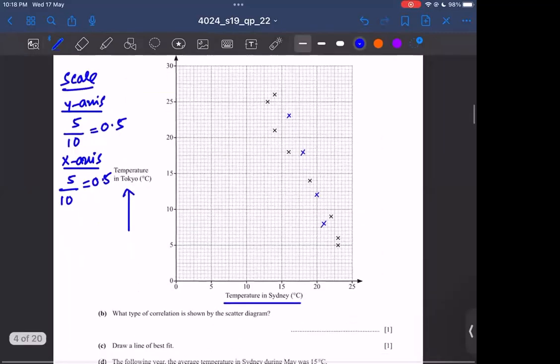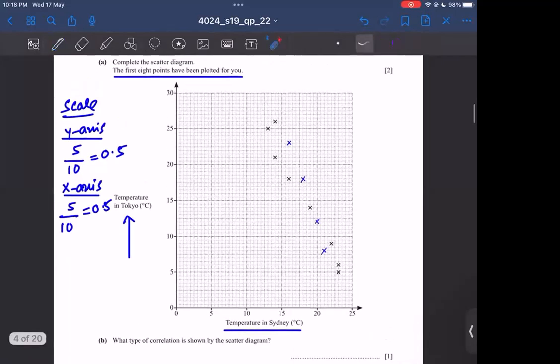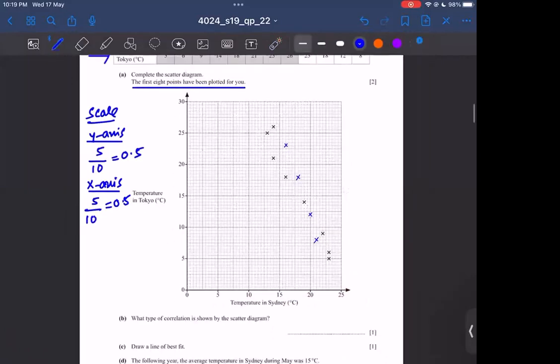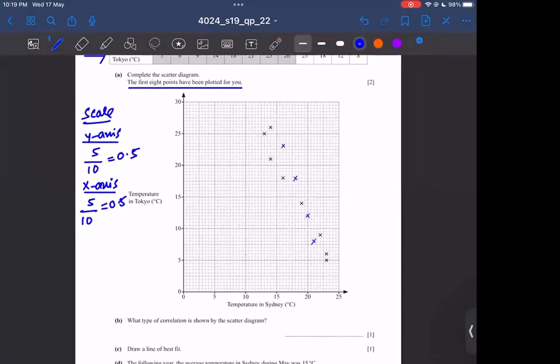Now they are asking, what type of correlation is this? By this scatter diagram, you can already see that if the temperature in Sydney increases, the temperature in Tokyo is decreasing. As we are moving rightward, the temperature in Tokyo is decreasing. So when one quantity is increasing and the other is decreasing, this is going to be a negative correlation.